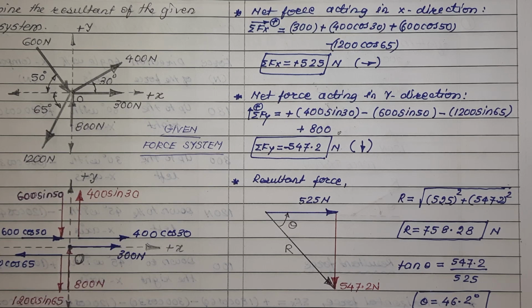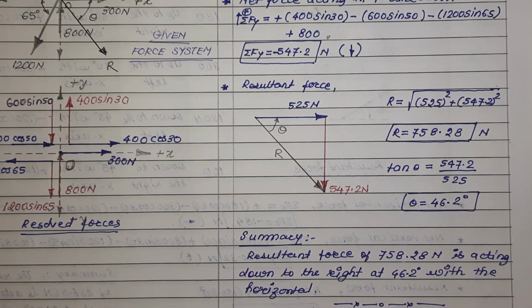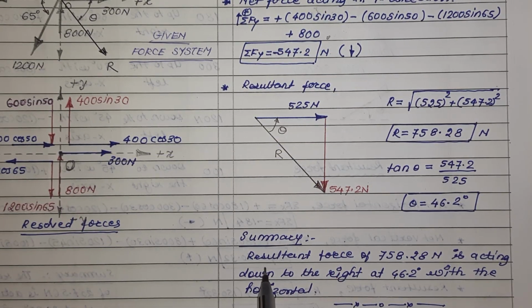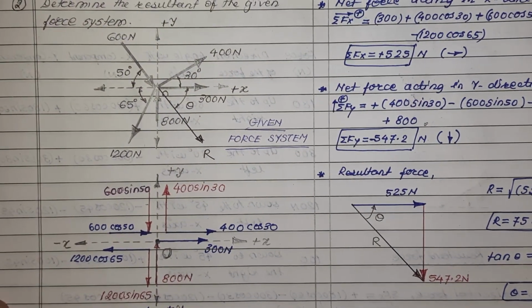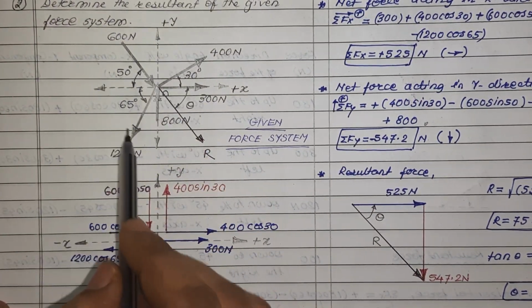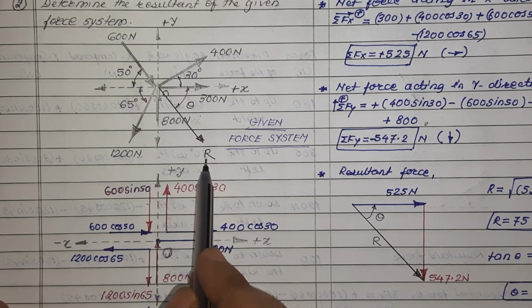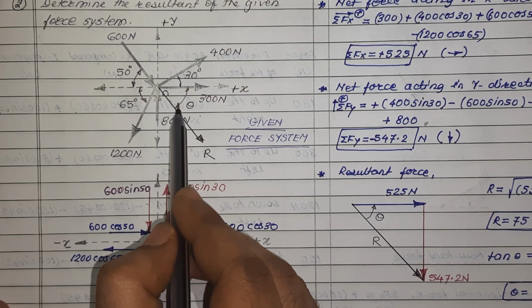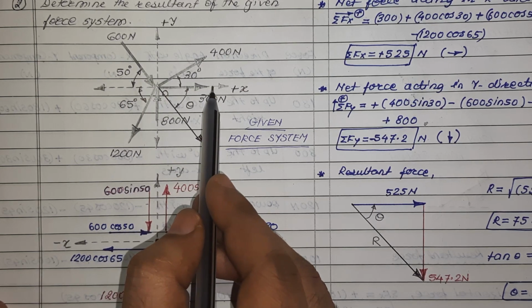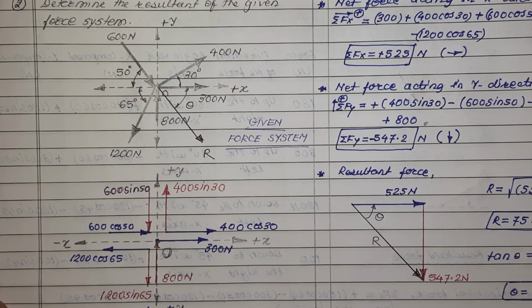Let us write down the summary. Thus, the solution can be summarized as: resultant force of 758.28 Newton is acting down to the right at 46.2 degree with the horizontal, which can be shown in this diagram in this way. All these are given forces and this is the resultant force R, which is shown acting down to the right, making theta degree angle with the horizontal. This finishes our solution. Thank you.